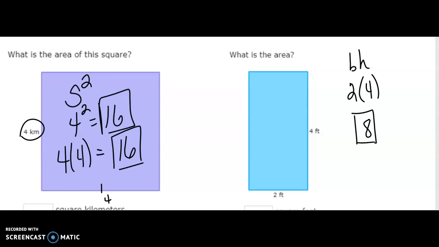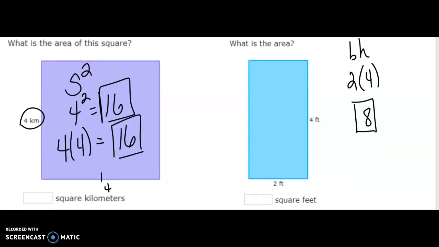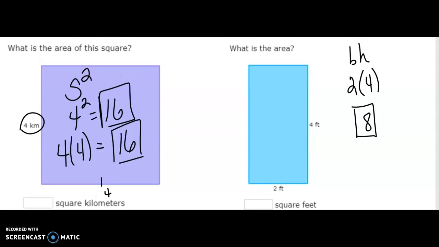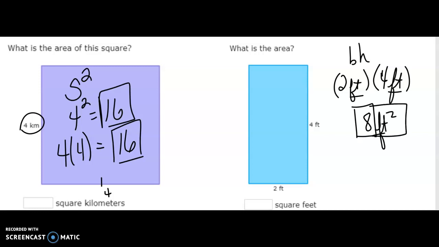Now the reason, let me kind of erase this. What is your base? It is 2 feet, right? And what is your height? 4 feet. And what's 2 times 4? 8. But what's feet times feet? Feet squared.